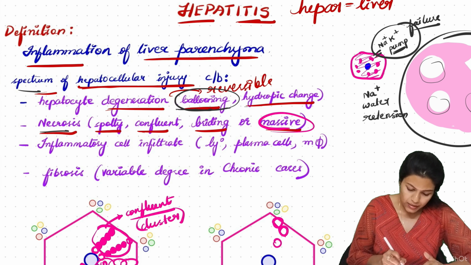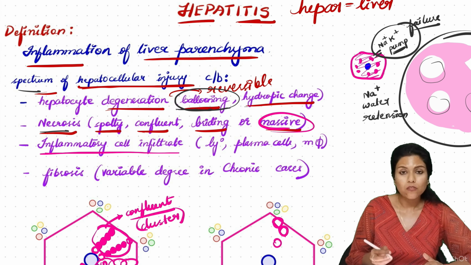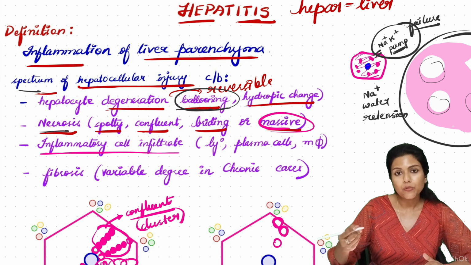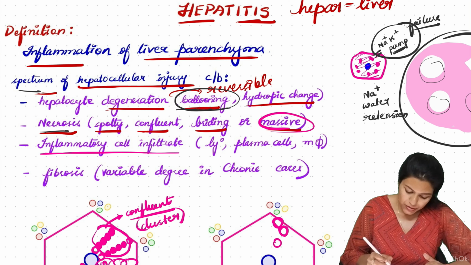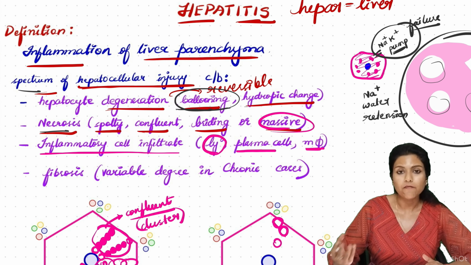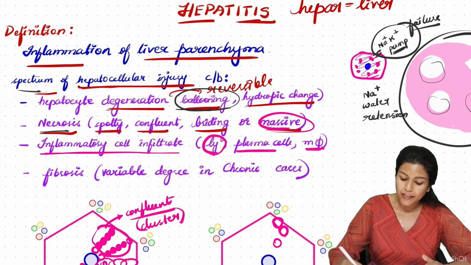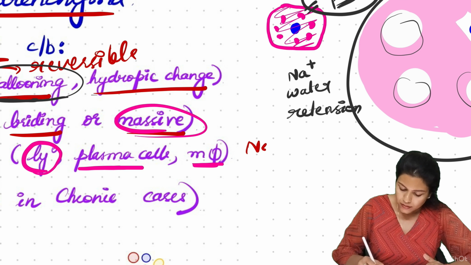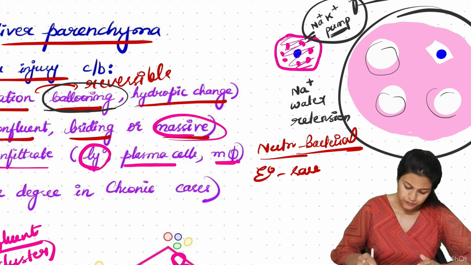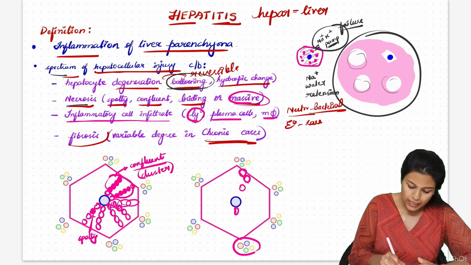inflammatory cell infiltrate. The inflammatory cell infiltrate can be because of underlying infection. Because of underlying infection, the inflammatory cells can get recruited, or it can also be due to this necrosis. The inflammatory cells include the lymphocytes, the plasma cells, and macrophages. Predominantly, lymphocytes are present. Also, plasma cells and macrophages are present. Neutrophils are rare, but neutrophils are seen in secondary bacterial infections. Eosinophils are extremely rare. And in chronic cases, there can be fibrosis.